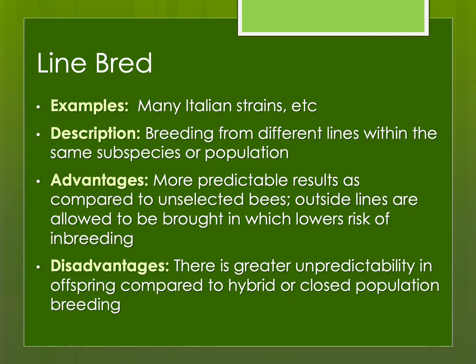Line bred or line breeding. There are many Italian strains and other strains. They have different lines within the same population, and it is more predictable as compared to completely unselected bees. Sometimes outside lines are brought in to lower the risk of inbreeding, but there's still some greater unpredictability as compared to closed population breeding or hybrid breeding.